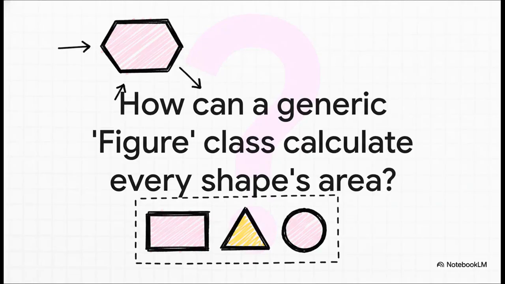Okay, so let's set the scene. Picture this, you're building a graphics program. You've got rectangles, you've got triangles, maybe some circles, a whole bunch of different shapes. Now, one thing's for sure, every single one of those shapes has an area, right? But here's the puzzle. What about a generic figure class? The parent class for all of them. How could it possibly have an area method that works for everything? I mean, the formula for a rectangle's area is completely different from a triangle's, so what do you do? How do you handle that?